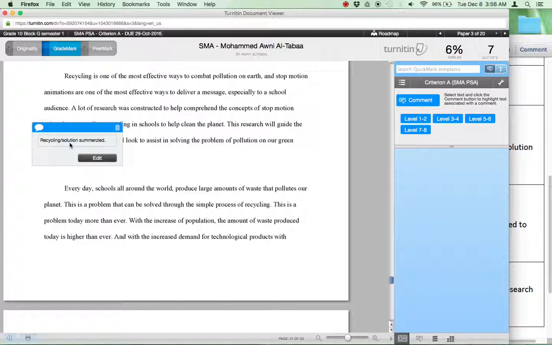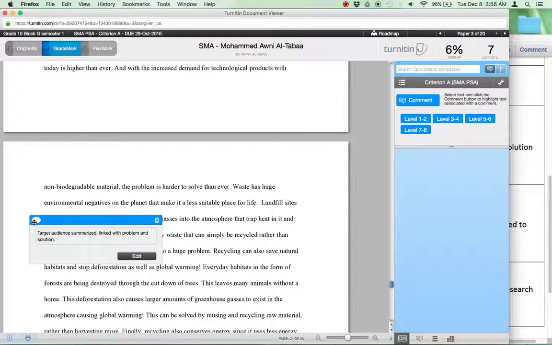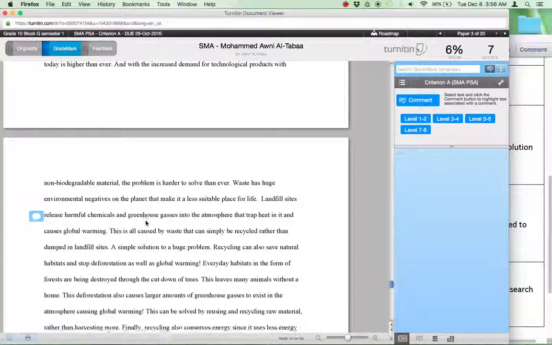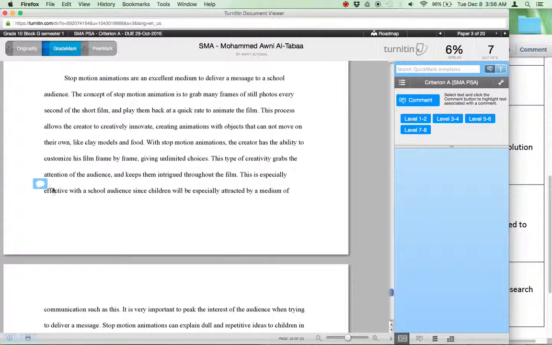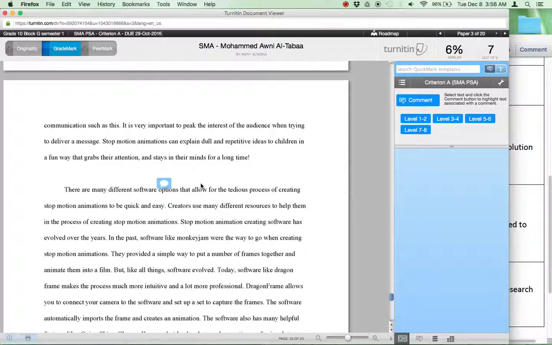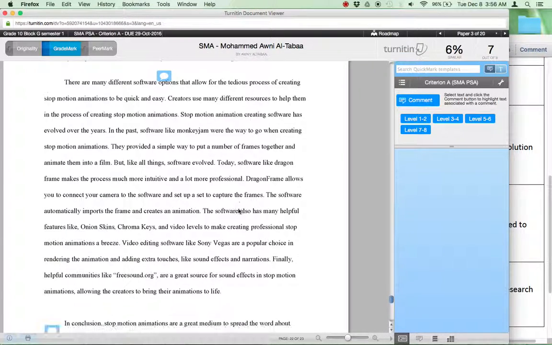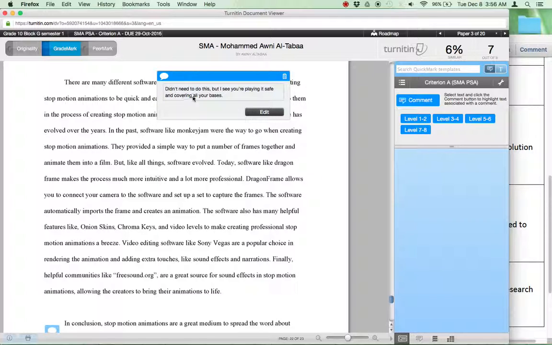His intended solution, summarized. And then he came right here, target audience, linked to the problem and the solution, summarized. And then we jump down here, the need for the SMA, which is what the project is about, summarized. Done. All right. However, for this paper, he went into talking about what an SMA is again.